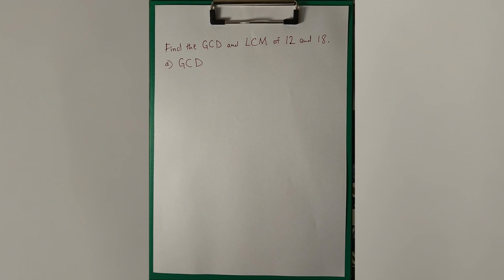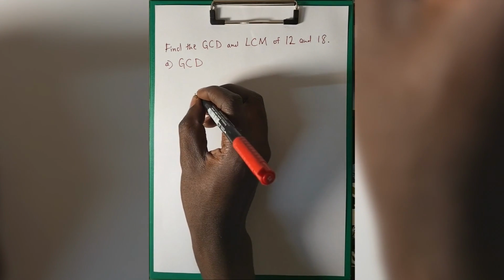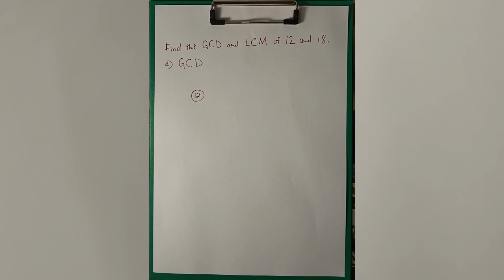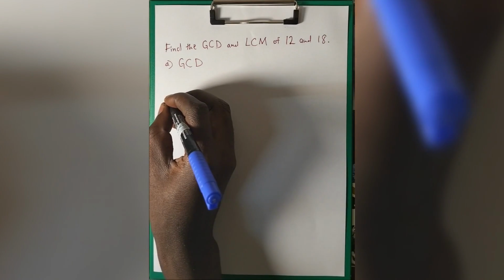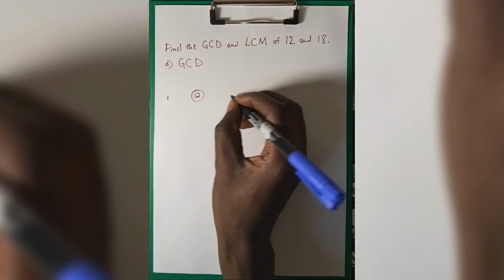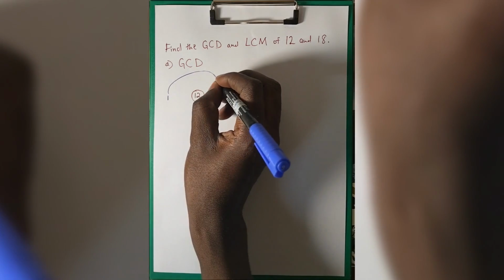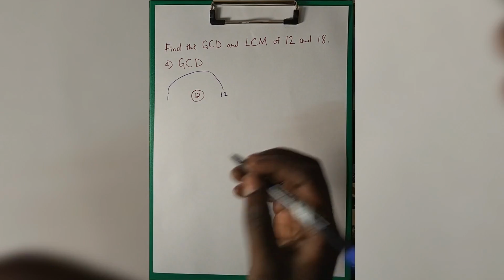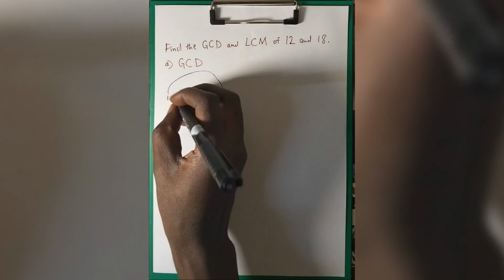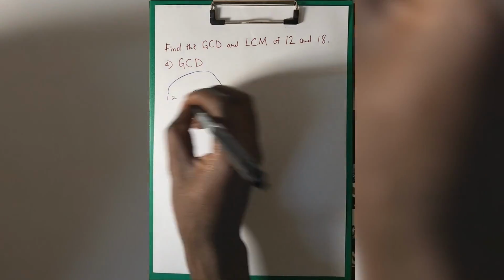For the rainbow method, we start with 12. We're looking for the divisors of 12. The first divisor is 1, so we have 1 here and then 12 here. We draw our rainbow. So 1 times 12 is 12. And then the next one is 2. We have 2 here and 6 here. 2 times 6 is 12.